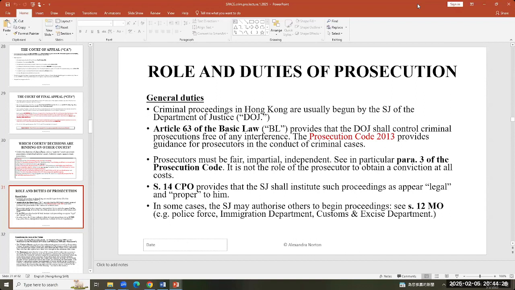General principles: the Department of Justice should not be influenced by outside people or any political figures in making its prosecutorial decisions. And an individual prosecutor must be fair, impartial, and independent. So if you look at paragraph 3 of the prosecution code, it sets out the duties of a prosecutor. For example, as a minister of justice, their objective should not be to secure a conviction at all costs. And that's based on the presumption of innocence and the concept that prosecutor is supposed to be independent and impartial.